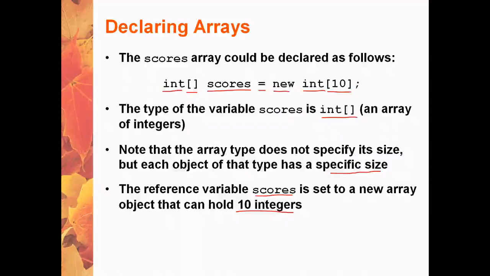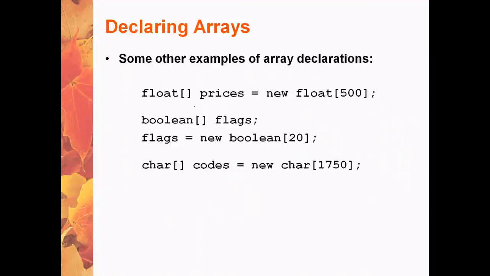Again, there are different declaration syntaxes available. Some of the examples are given here. The first example we have seen. Here we have declared an array of type float: float array brackets, name of the array prices is equals to new float 500. That simply means this prices array can store 500 elements of type float.